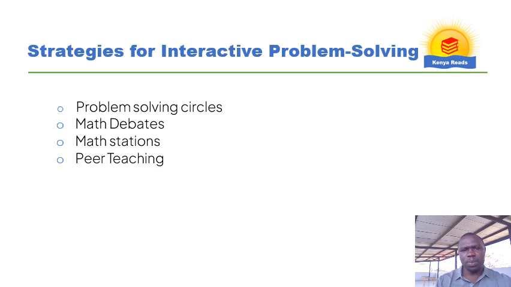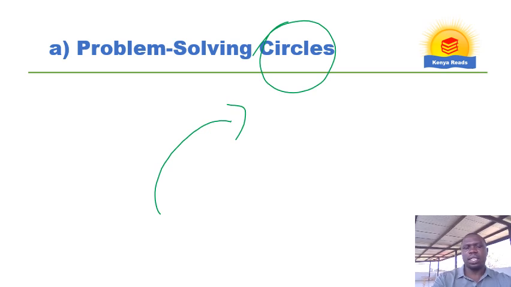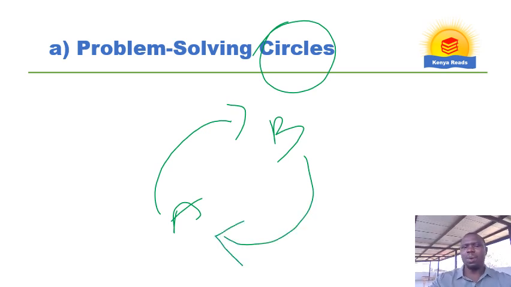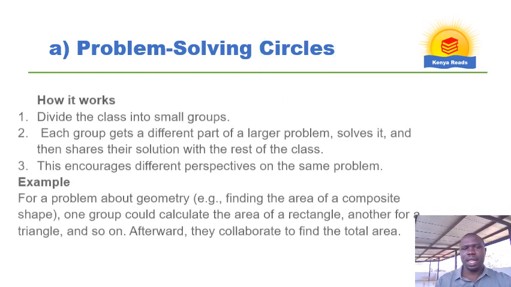We have four main strategies that I came up with to help in interactive problem solving. One is what we call the problem solving circles, then the math debates, the math stations, and peer teaching. So if we are going to tackle each one of them, we have the problem solving circles. Just from the word circles, we are keeping the learners in a loop. So they come from maybe point A, point B, and we're keeping it like a loop. We're allowing the learners to explore and work out the values.